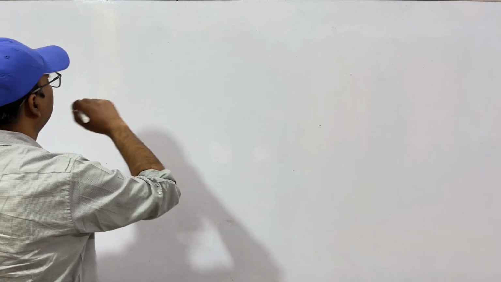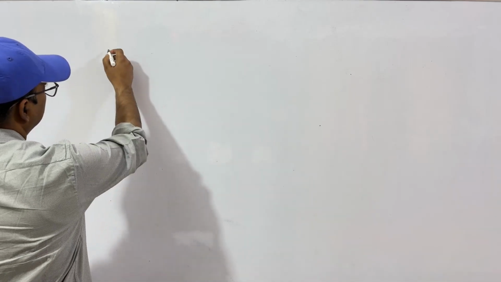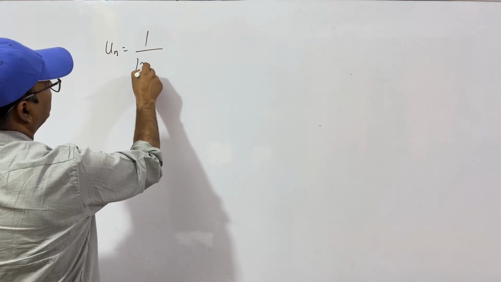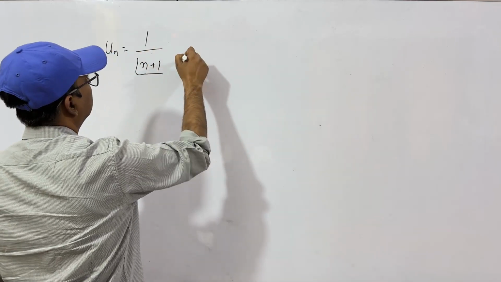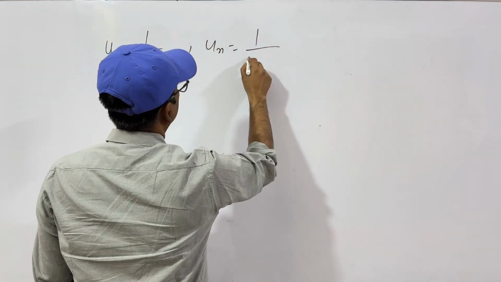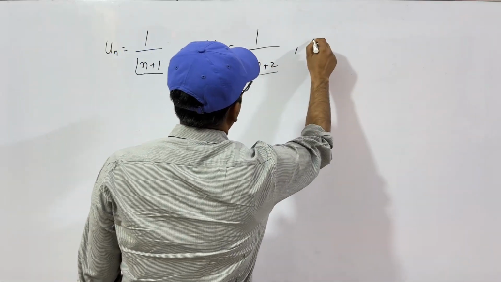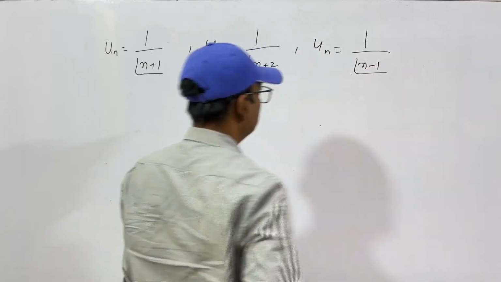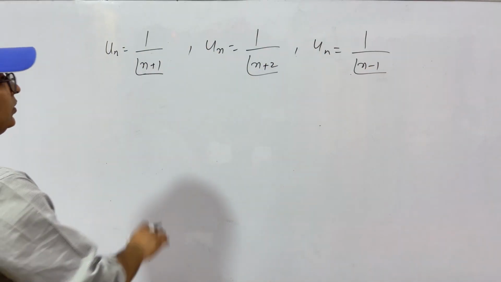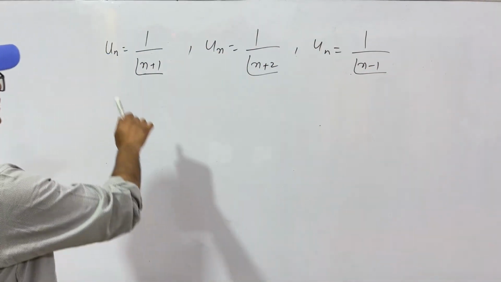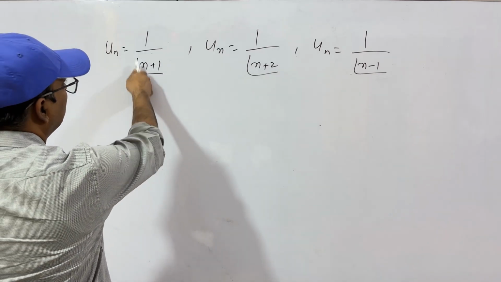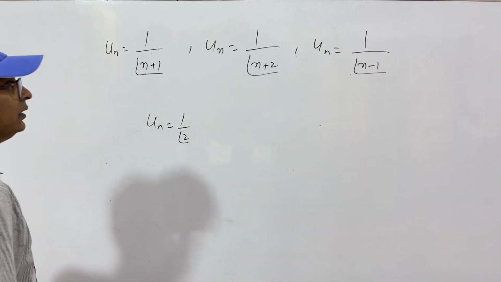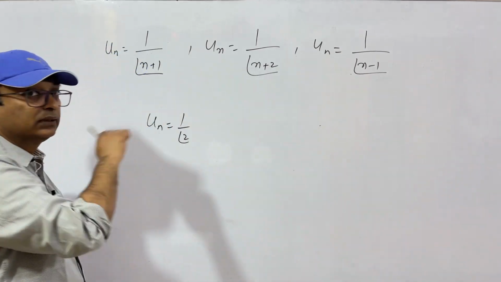Let's say we have to find, where u(n) is 1 by factorial (n plus 1), then u(n) is 1 by factorial (n plus 2), also u(n) is 1 by factorial (n minus 1). Looking at the questions only, you understand that if we are able to get the value for u(n) equal to 1 by factorial n, we'll be able to find these values using shifting properties.